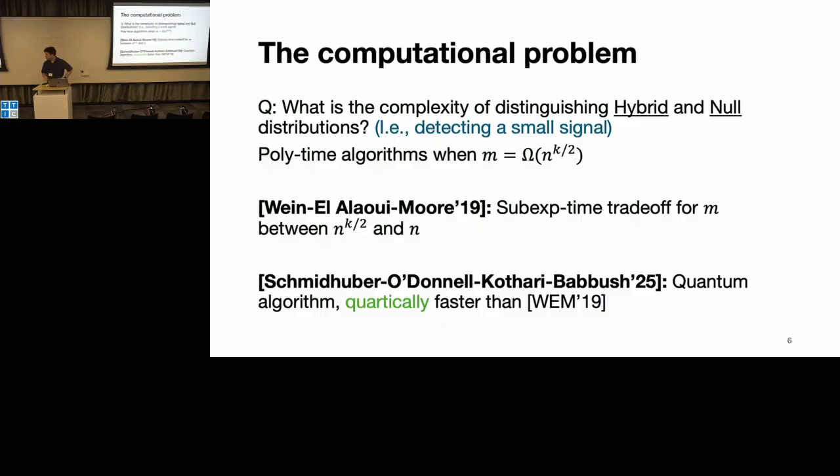I mean, the reduction could have been from some average case hard problem. I don't think that exists. Yeah, I don't think so. We just believe because of the low degree or SOS hardness that this is difficult.